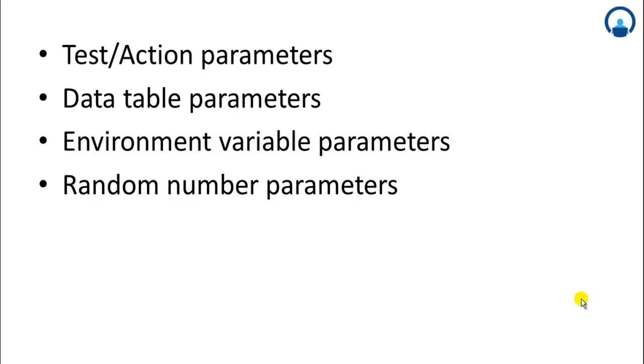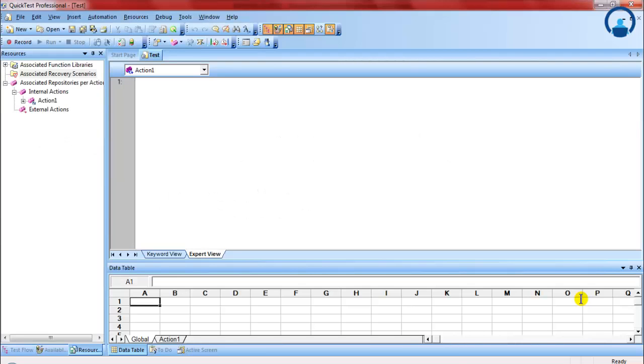And we also have some idea about test action parameters. Every action has input and output parameters. That is, every action can be supplied with input parameters, and we can also provide output parameters to the actions. We'll see how. So we have both test parameters as well as action parameters. We begin with test parameters.